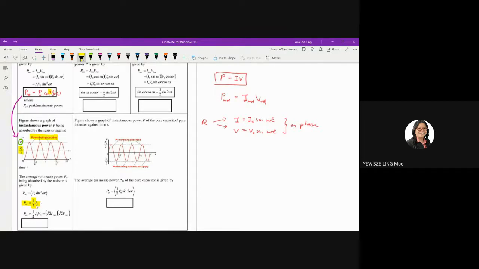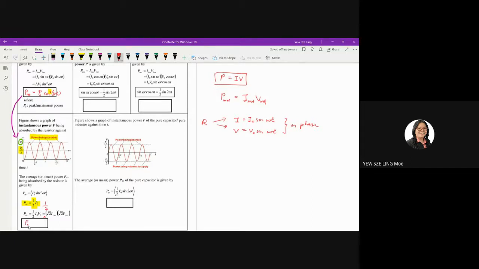So by substituting P naught equals I naught V naught, and then I naught is square root 2 IRMS, and V naught is square root 2 VRMS. Now, something is missing right here. You should have a half right here. So this half times square root 2 IRMS times square root 2 VRMS.